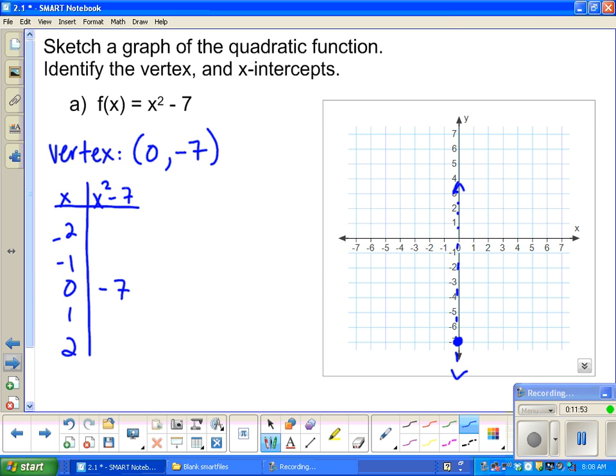Our center point, (0, negative 7), 2 less, 2 greater. Now let's go ahead and do the math. So when I plug in negative 2 squared, it's 4, 4 minus 7, negative 3. Negative 1 squared, 1 minus 7, negative 6, and so on. And so now I have my t-chart. So let's sketch the graph. That's what we're doing first. Negative 2, negative 3, negative 1, negative 6, 1, negative 6, 2, negative 3.